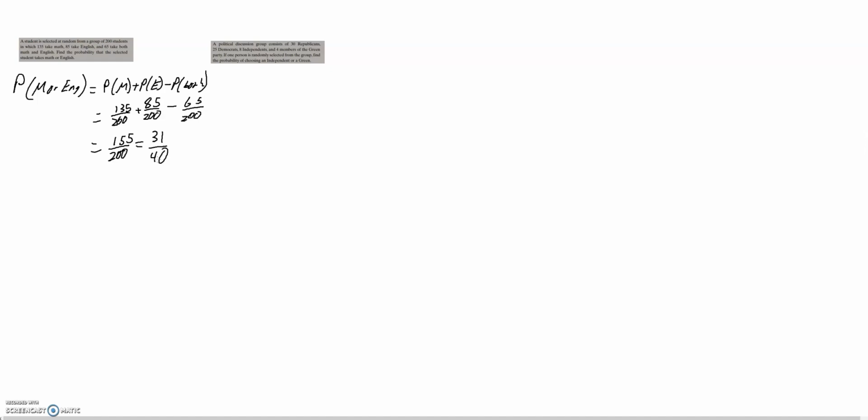Now this next one here, a political discussion group consists of 30 Republicans, 25 Democrats, 8 Independents, and 4 members of the Green Party. If one person is randomly selected from the group, find the probability of choosing an independent or a green. Probability of I or G is the probability of I plus the probability of G minus the probability of I and G. Okay. Well, let's figure out how many independents are there?